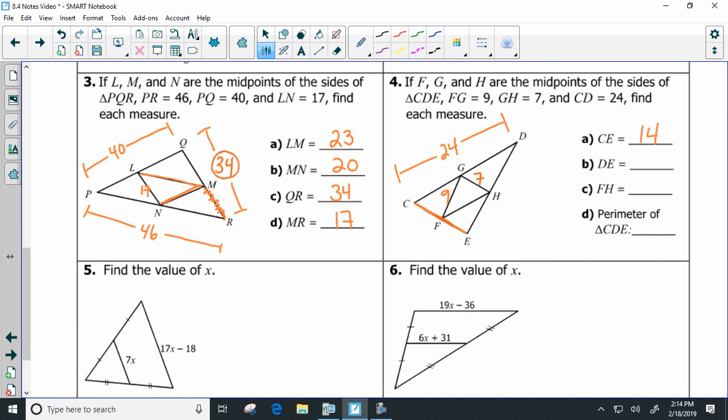The second thing wants me to find DE. Right? DE is going to be parallel to FG, and it'll be twice as long as FG. If FG is 9, 9 times 2 is 18.